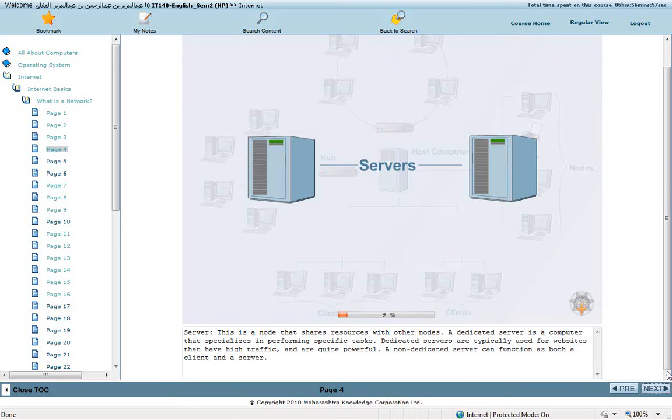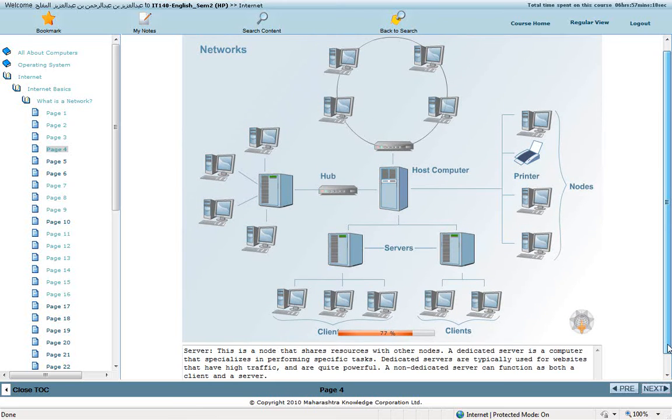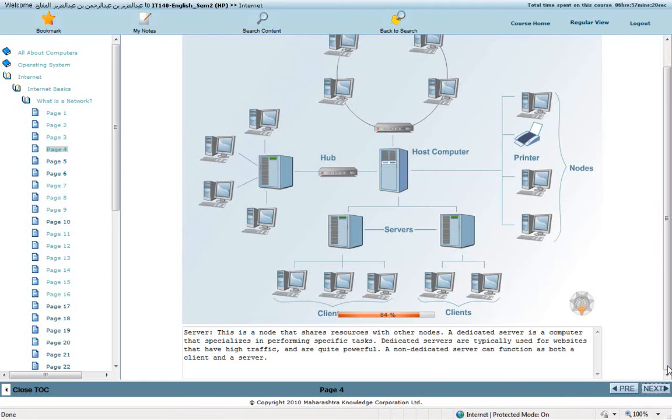Server. This is a node that shares resources with other nodes. A dedicated server is a computer that specializes in performing specific tasks. Dedicated servers are typically used for websites that have high traffic and are quite powerful. A non-dedicated server can function as both a client and a server.